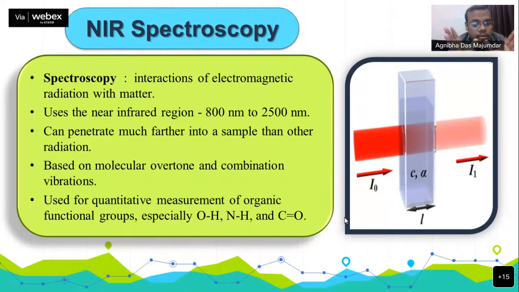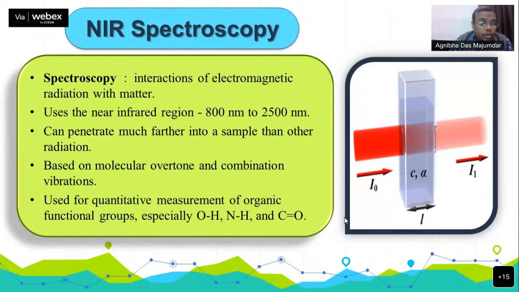And the region of the near infrared spectrum lies from 800 nanometer to 2500 nanometer. So this is particularly the region in terms of wavelength. The infrared rays have a wavelength of 800 nanometer to 2500 nanometer.